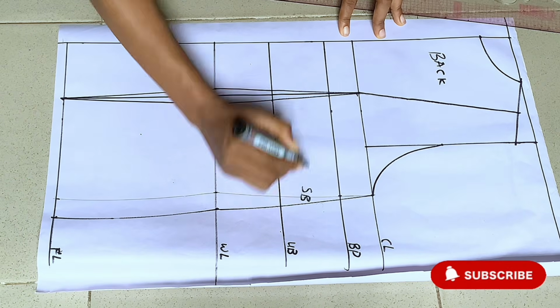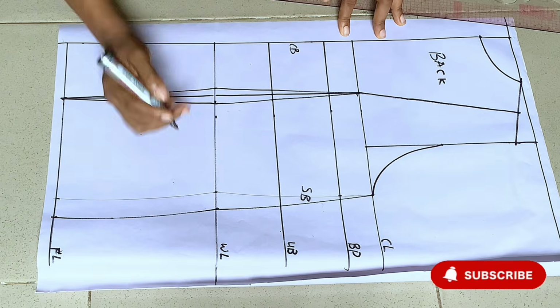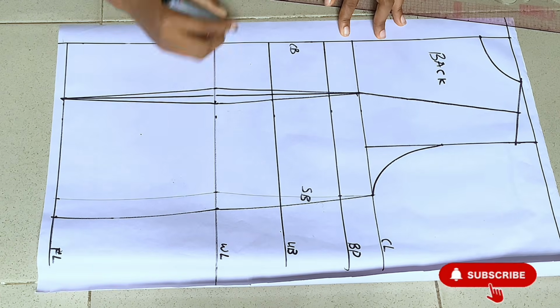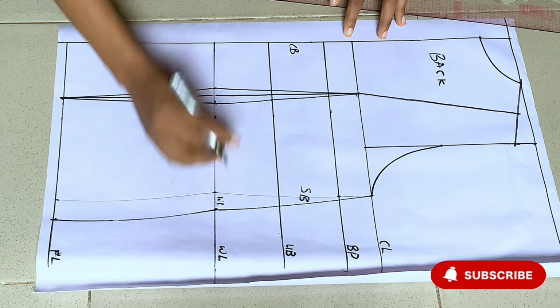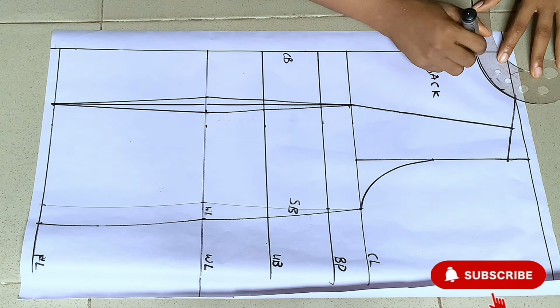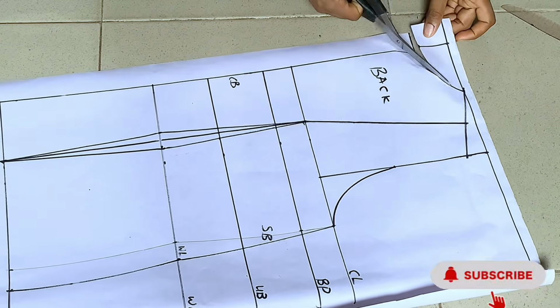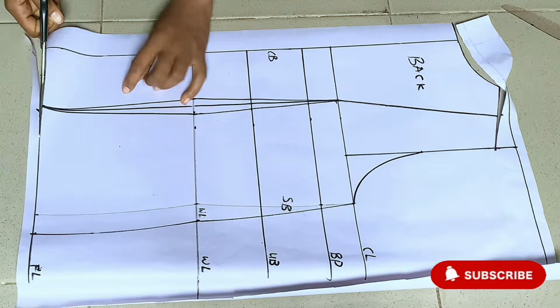So I'm going to go ahead and label the side back and the center back. After doing that, I went ahead to extend the neckline all the way to the zipper allowance.